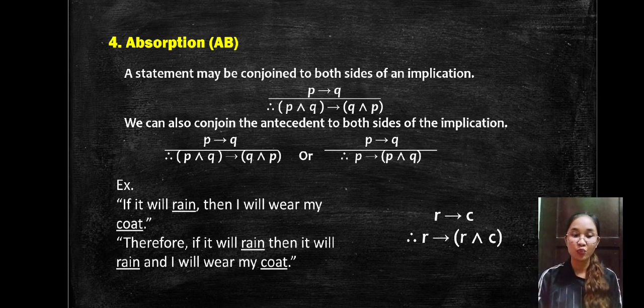For example, if it will rain, then I will wear my coat. Therefore, if it will rain, then it will rain and I will wear my coat. So, let R be it will rain, and let C be I will wear my coat. So, magiging R, then C, over, therefore, R, then R and C.